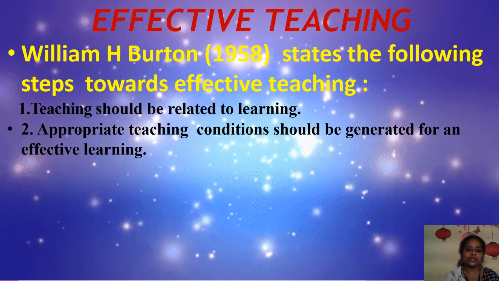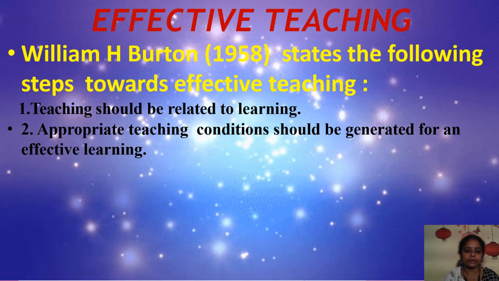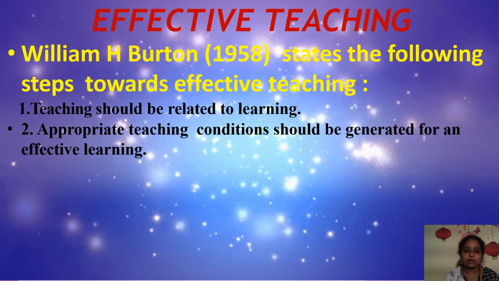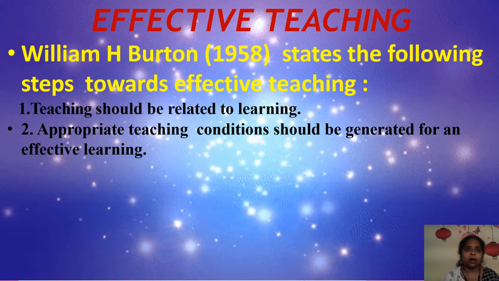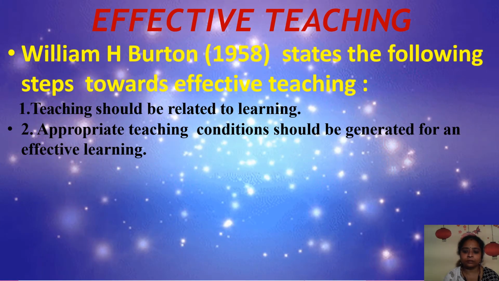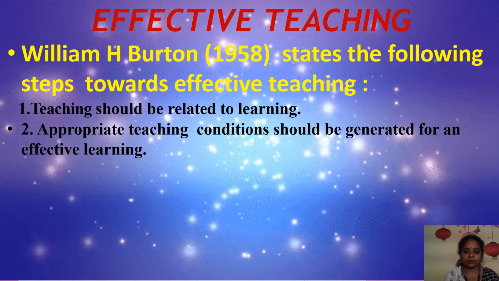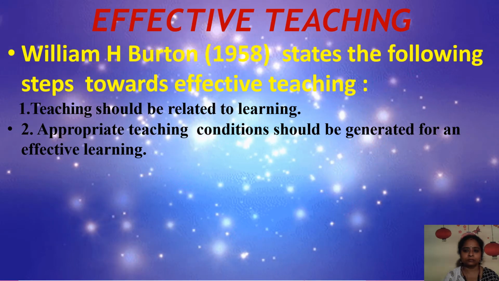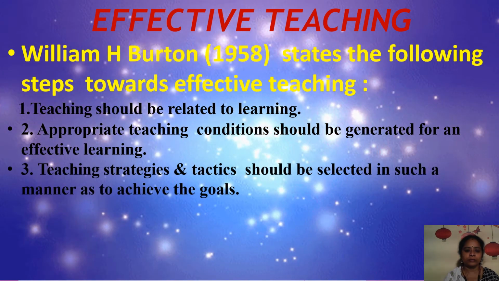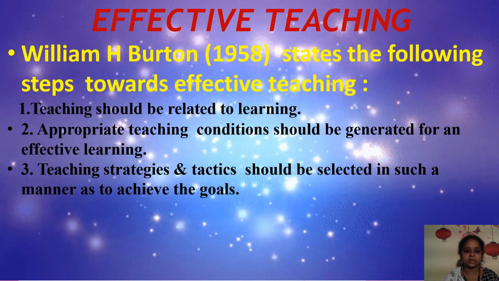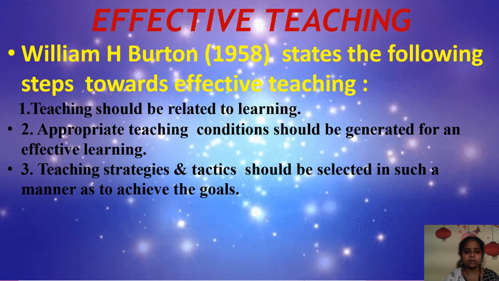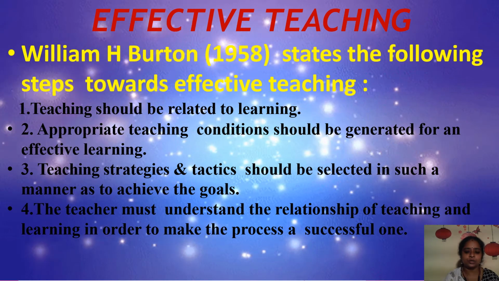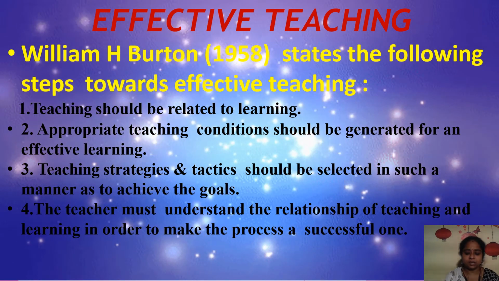Second, appropriate teaching conditions should be generated for effective learning: a comfortable situation, environmental conditions, psychological conditions of students, or readiness of a student to learn. Teaching strategies and tactics should be selected in such a manner as to achieve the goals. The teacher must understand the relationship of teaching and learning in order to make the process a successful and effective one.